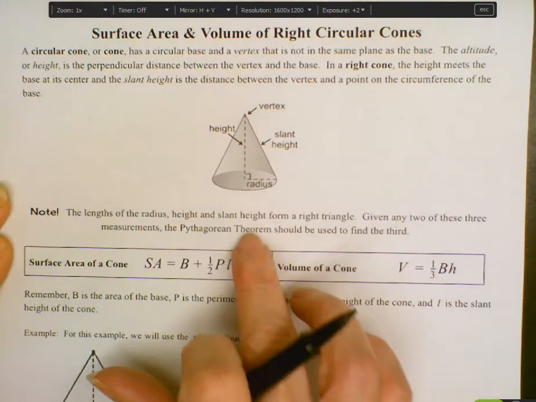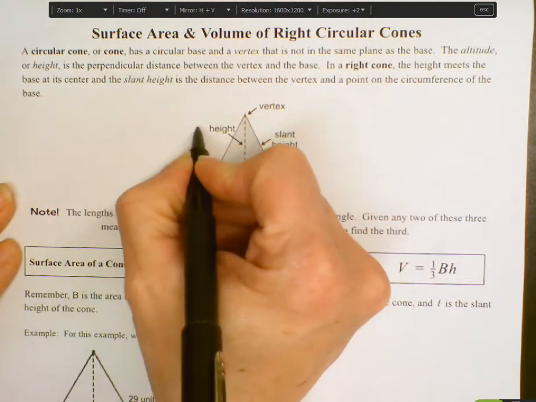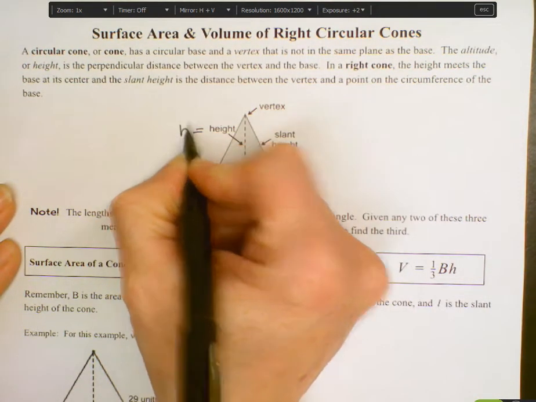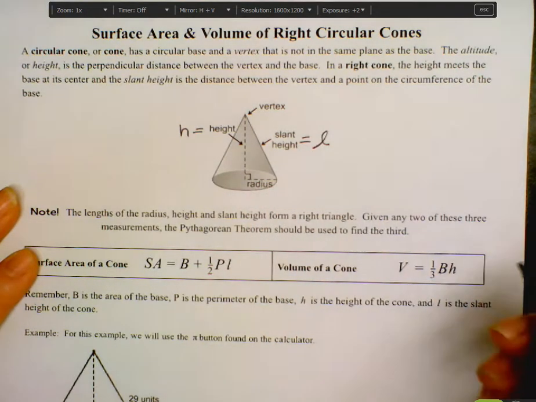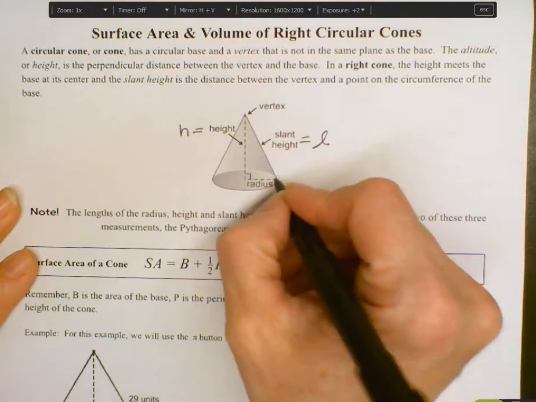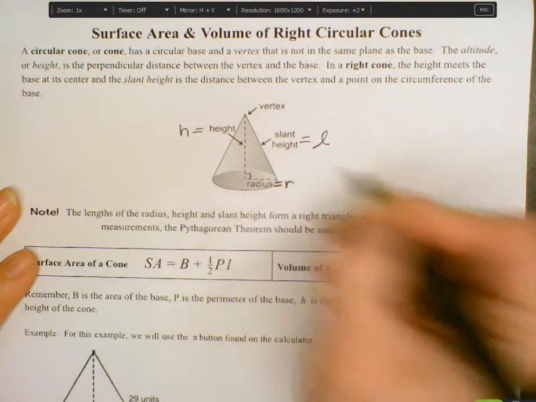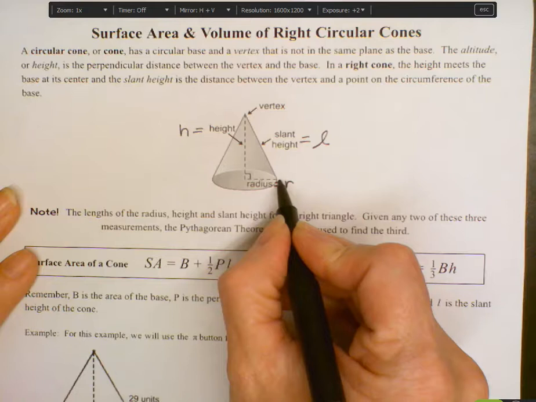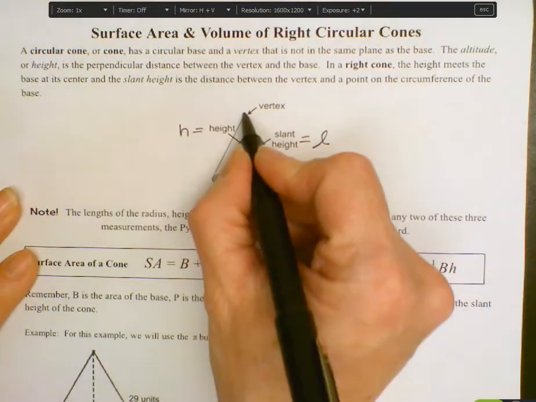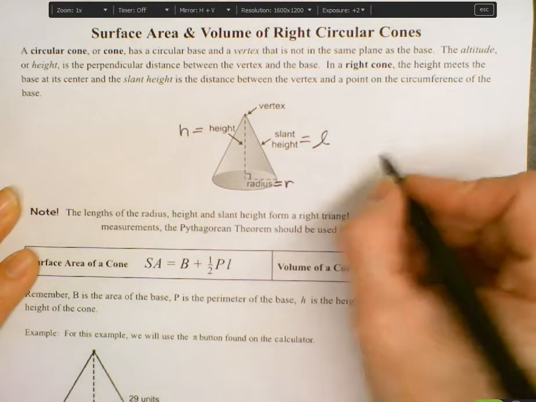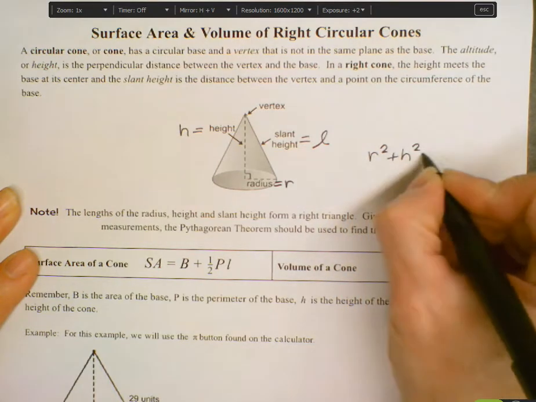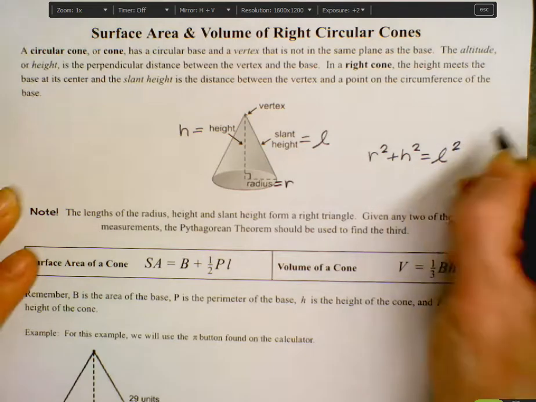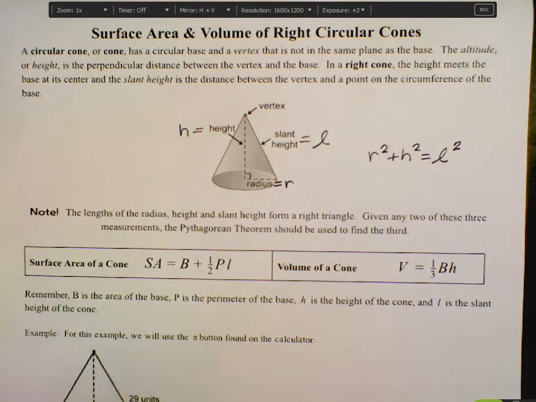Now, let's talk about that Pythagorean theorem for a moment. We've already discussed that the height is represented by h, that the slant height is referred to as a lowercase cursive print L, and the radius is, of course, r. Now, for that right triangle, that would mean r squared plus h squared must equal L squared. In order to find the surface area and the volume of a cone, you'll need to have all three of these measurements, r, h, and L.